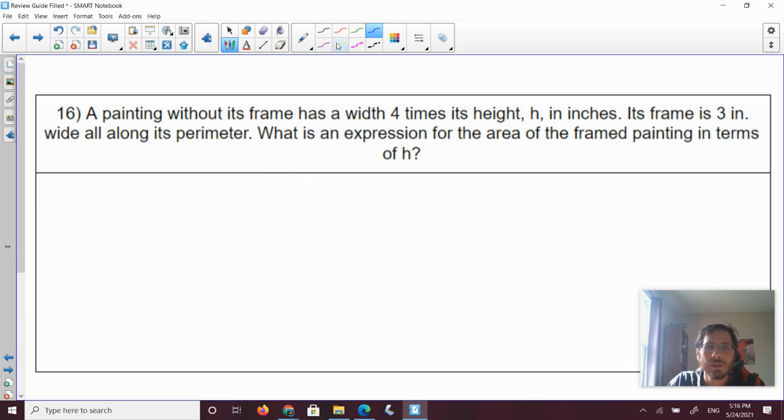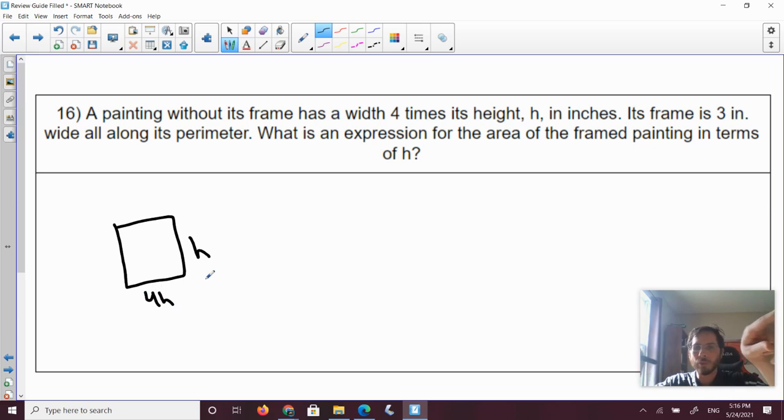16, we've got a big painting. So the painting without its frame has a width 4 times its height. Okay, so my picture's a little bit weird. It's actually going to be like a really wide painting, but it's okay. My picture is just a little sketch.